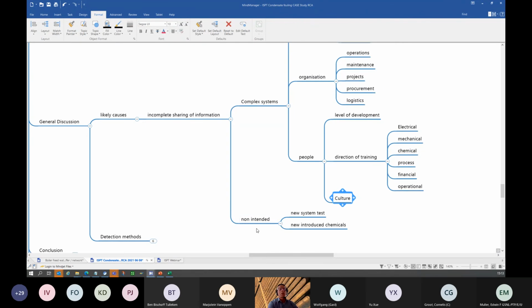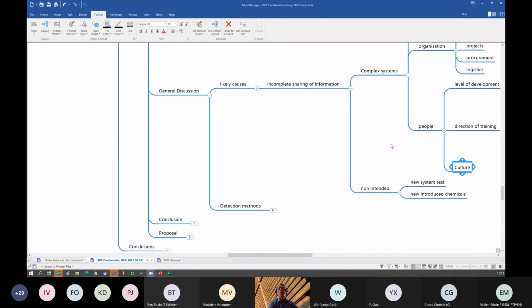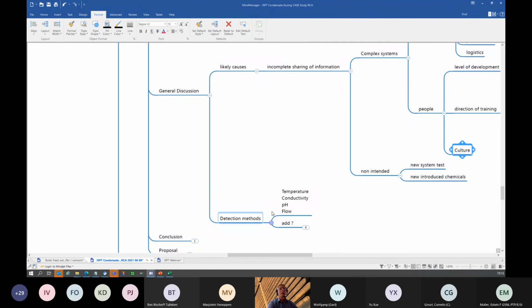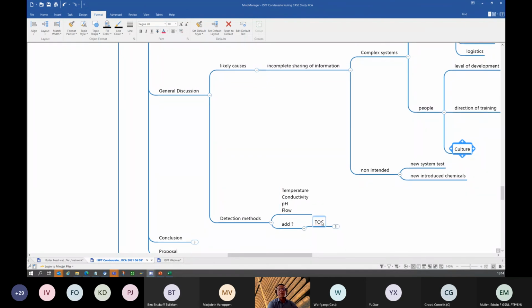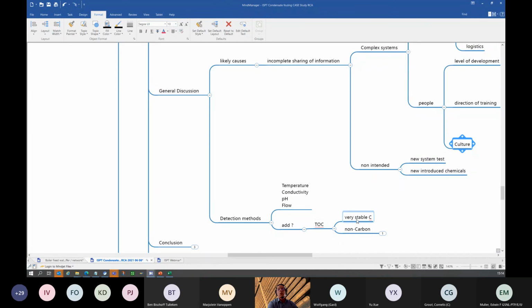And usually you are talking about non-intended changes that cause problems. A new system test, which may need more thinking by all people involved, and also probably needs involvement of people that are not yet involved. Introduction of new chemicals will also result in non-intended effects. So you will have to have process operations and procedures to take care of all those things. And you have to have detection methods in place to see whether what's going to happen will impact you or not. So we normally have temperature, flow, conductivity, pH on a condensate, but you may have to add TOC measurements. And the question there is, of course, what happens if you have very stable carbon that does not break down in your TOC measurement, or if you have non-carbon systems like hydrogen or, well, I don't know, whatever.